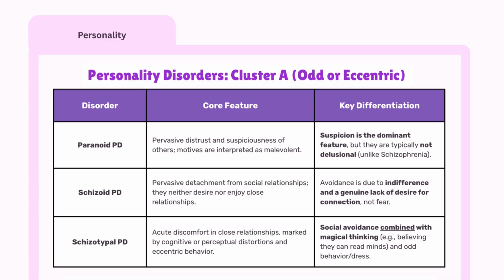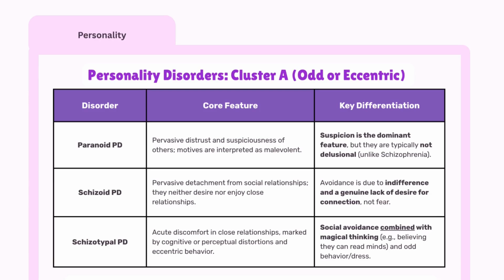The defining feature is true indifference to social contact. They genuinely don't want or miss close relationships. They are content being a loner. This sets them apart from avoidant PD later on, who want connection but are too afraid. Schizoid PD also lacks the odd thinking and behavior seen in schizotypal PD, which we will discuss next.